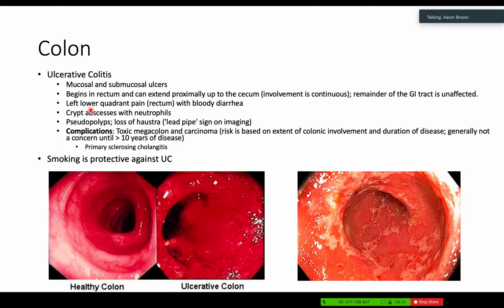Patients typically present with left lower quadrant pain, which refers to about the area of the rectum or sigmoid colon, with bloody diarrhea, okay? In terms of how our patients present, this is very important. What I want you to remember is that patients with ulcerative colitis tend to present with copious bloody diarrhea, a lot of bloody diarrhea, okay? That is a typical presentation for ulcerative colitis.